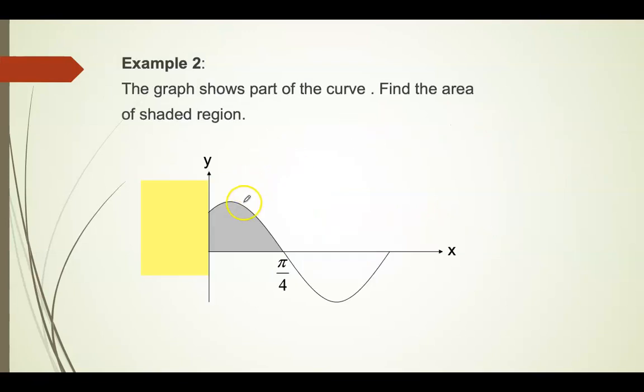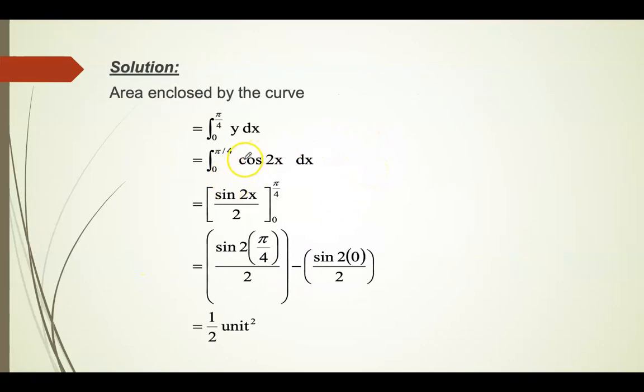Next example, now you have to find the area of the shaded region from x equals 0 to x equals pi over 4. This curve is given as cos 2x dx. But right here, you're going to have to use substitution. That means you let u equal 2x.